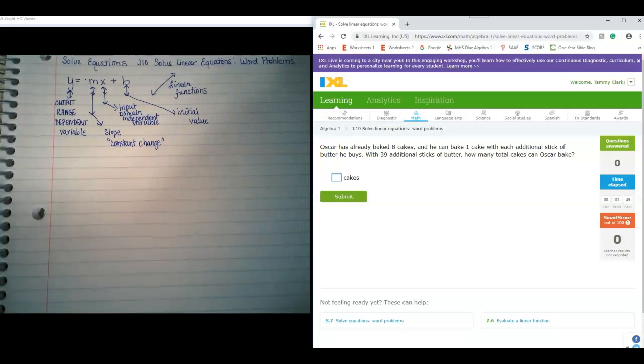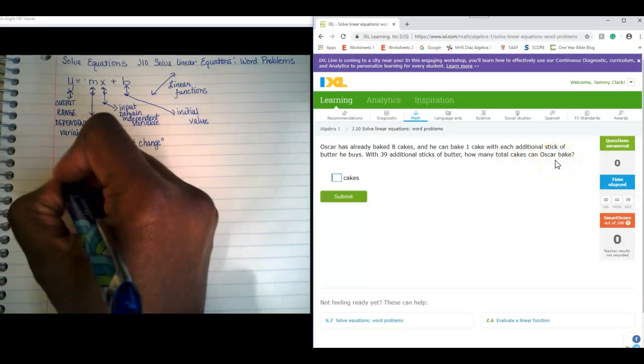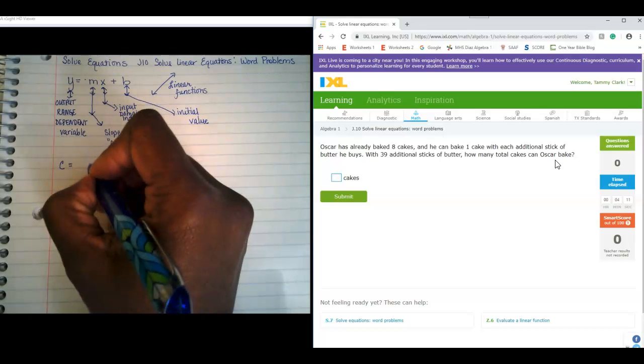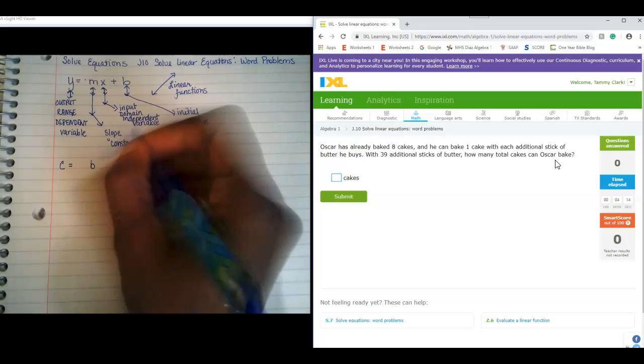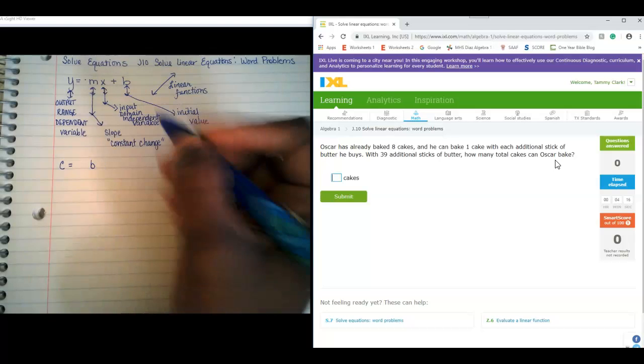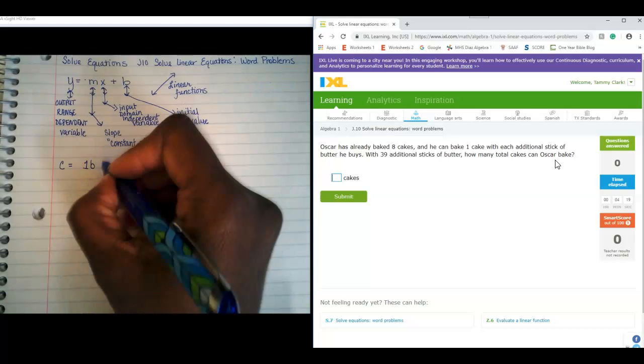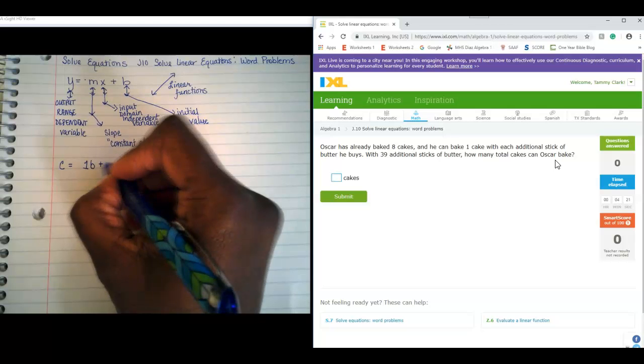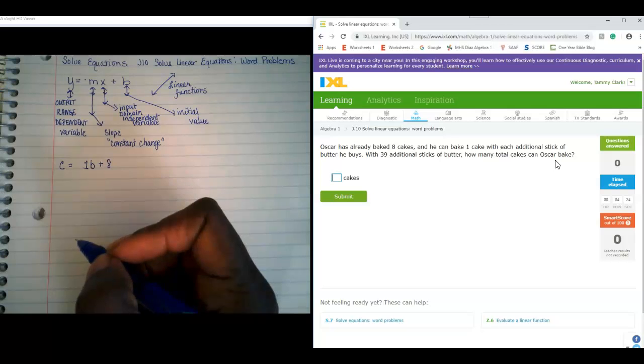We're going to use it when we can. So our first word problem is: Oscar has already baked 8 cakes, and he can bake 1 cake with each additional stick of butter he buys. With 39 additional sticks of butter, how many total cakes can Oscar make? So the cakes are the output, the sticks of butter are the input, and we know that it's 1 cake per stick of butter plus the 8 cakes he's already made.